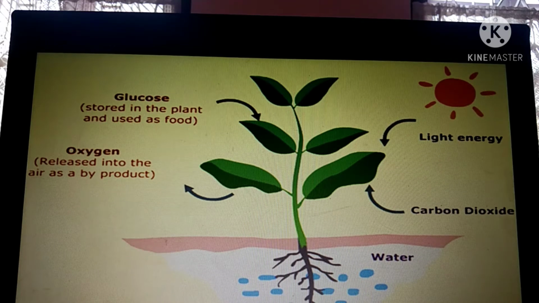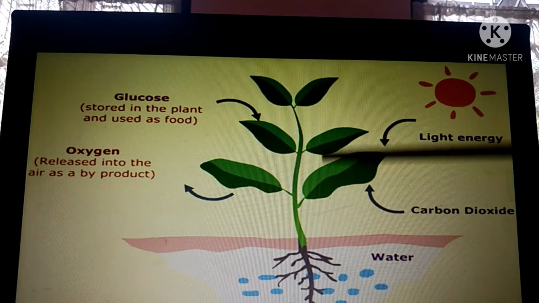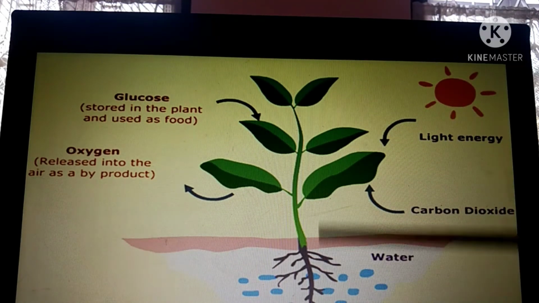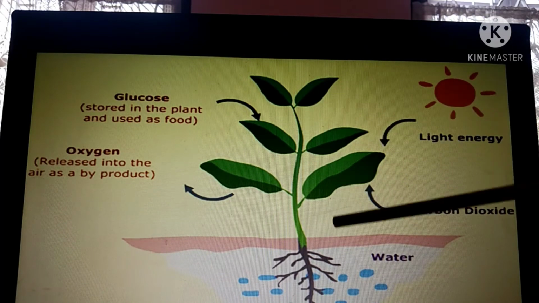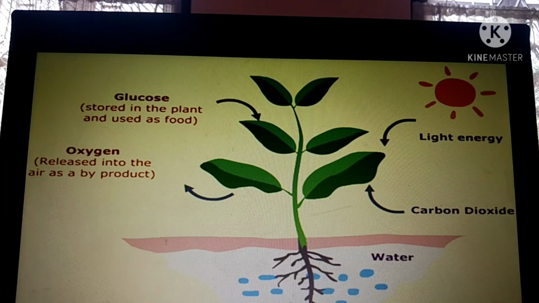Fellow students, now let us study the process of photosynthesis in detail with the help of this diagram. As you can see, this diagram encompasses the entire process of photosynthesis. Now this is a plant. In this plant you can see these are the roots, this is the stem, and these are the leaves. These roots are embedded deep into the soil.